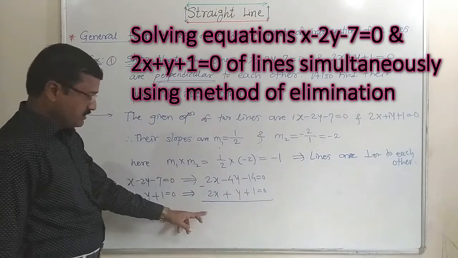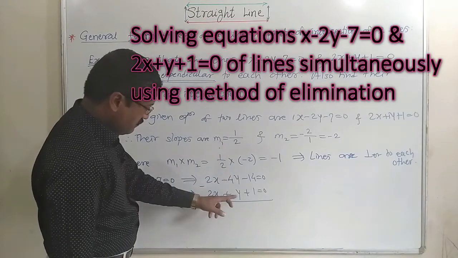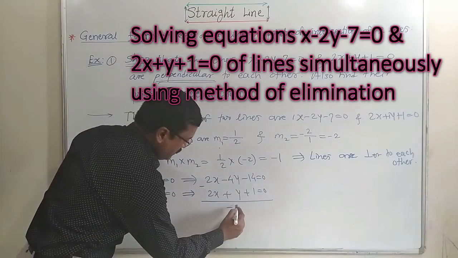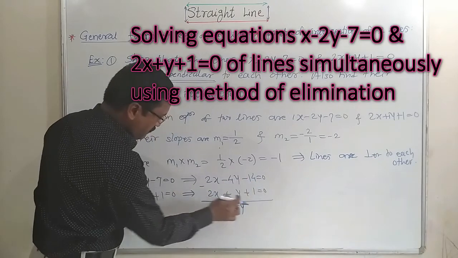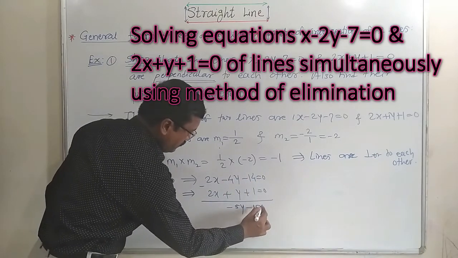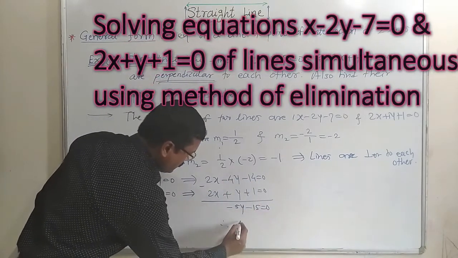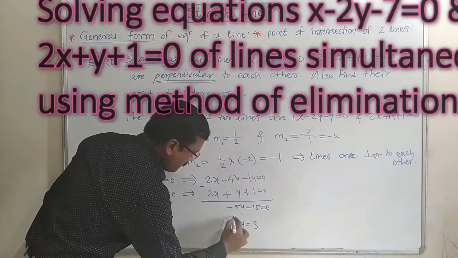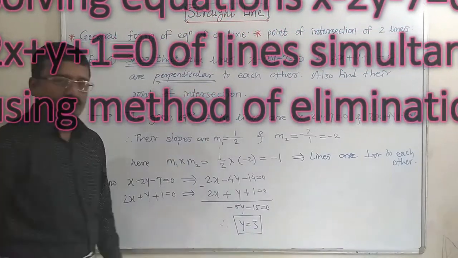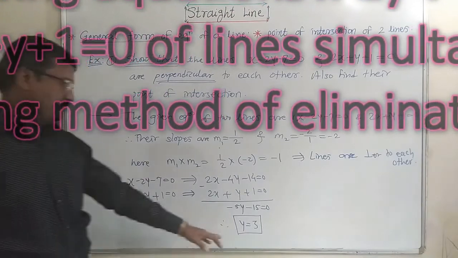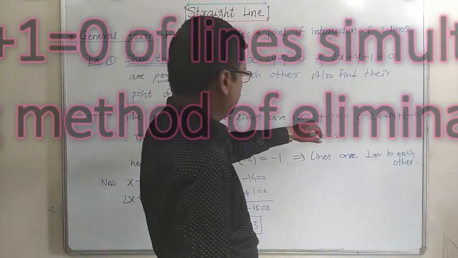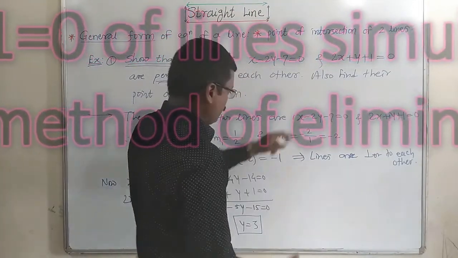We get 2x minus 2x is cancelled. Minus 4 minus 1, that is minus 5y. Minus 14 minus 1, that is minus 15 equal to 0. So this gives us y equal to 3. Is it correct? Y equal to 3. Now use y equal to 3 in any one equation. Let us write this, use this equation.